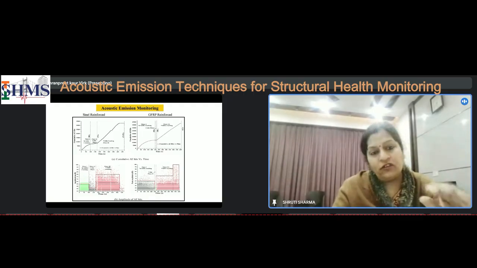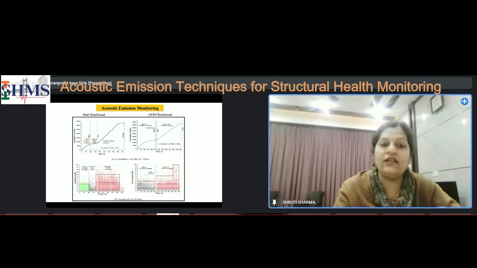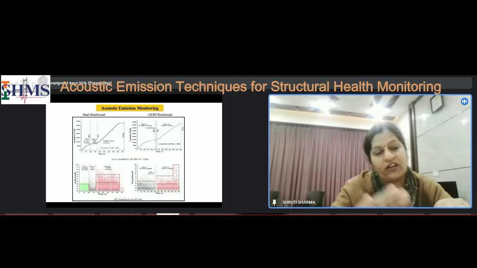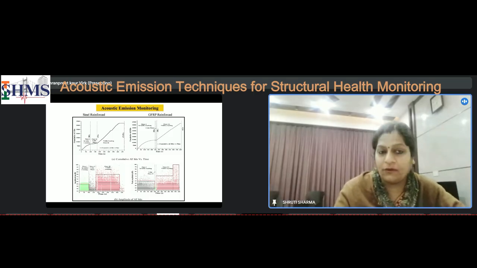And number two, if you visualize the AE hits, the initial phase is very long in GFRP, but then it suddenly fails. Whereas in steel reinforced, the initial phase is very small, and it then steadily rises. But in GFRP that initial phase is very long, and the number of hits is very large, because it is performing well initially, but then suddenly gives up.